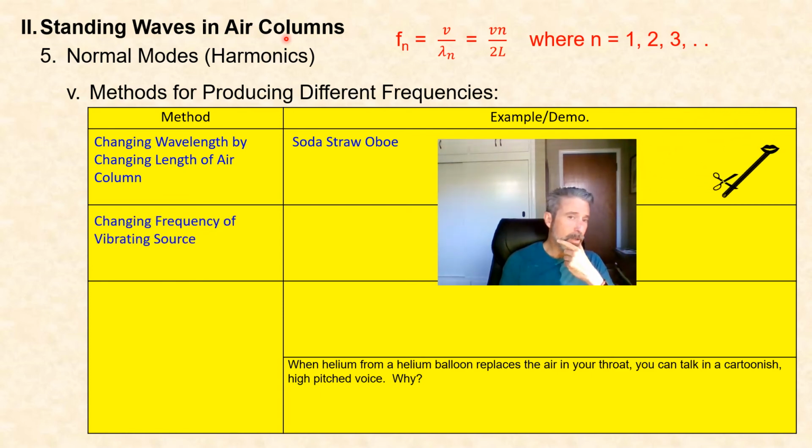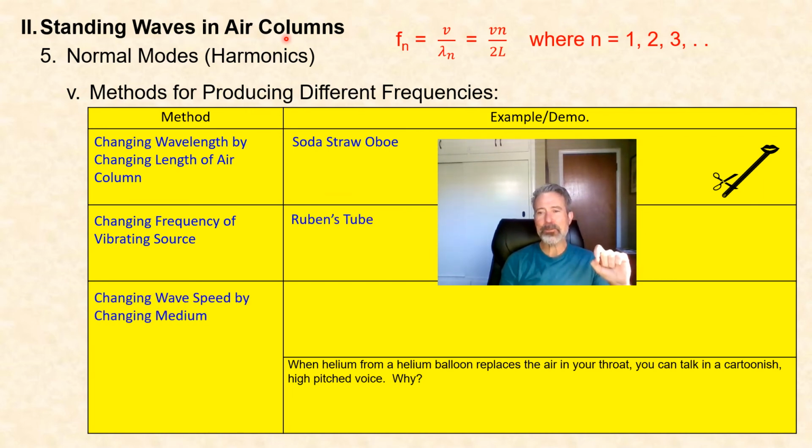Another way to change the frequency of the sounds in an instrument is by changing the frequency of the vibrating source itself. And we will take a look at doing this in the case of the flaming pipe. A third way would be changing the wave speed. And to do this, you would actually have to change the medium itself. So an example of this, again, another instrument that even I can play is what we call the bluegill. We'll take a look at that in the next slide.